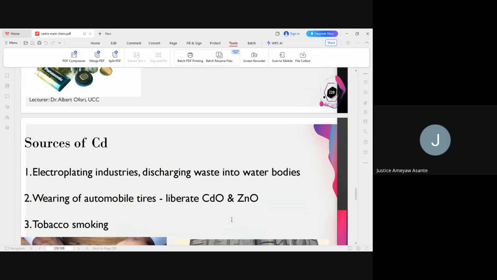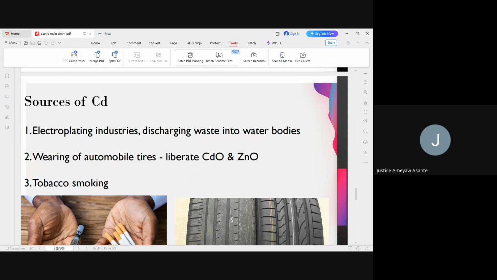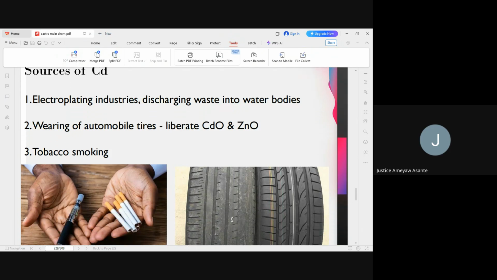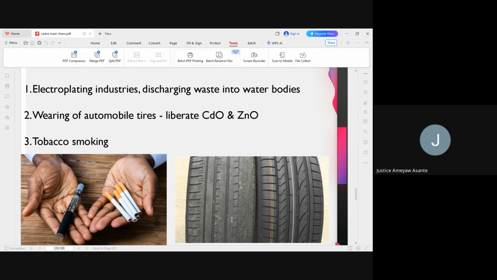Sources of cadmium: electroplating industries, discharging waste into water bodies, wearing of automobile tires, which degrades cadmium oxide or zinc oxide, and tobacco smoking.